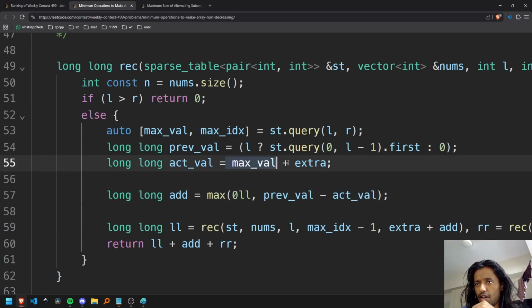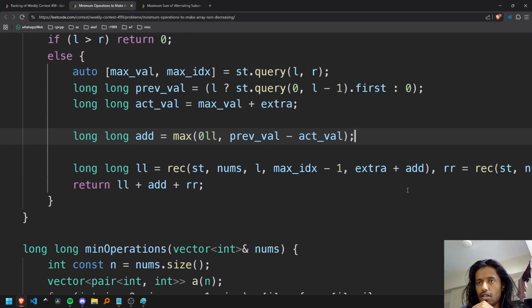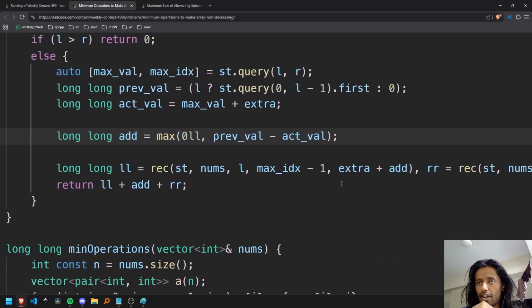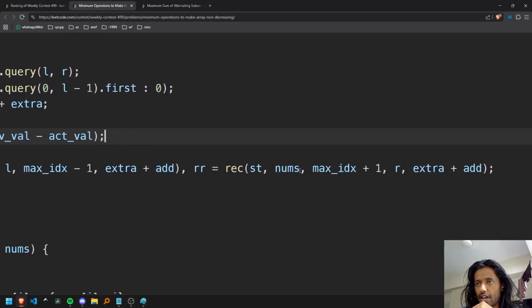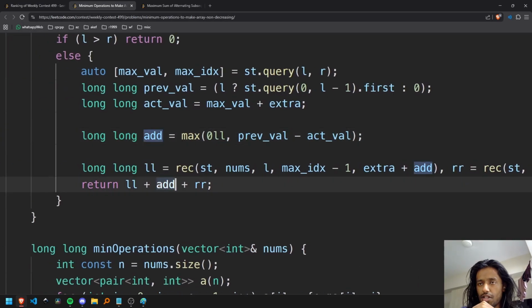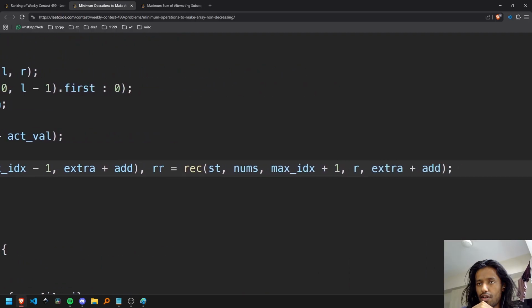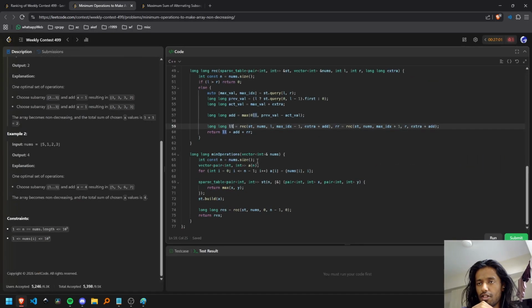like after padding, right? And obviously clamp it, because it can't be negative. So here we have added add, right? So to extra we add, and since add was an operation here as well, we add it to our answer, and we return the answer from the left and the right side. So this was my implementation.